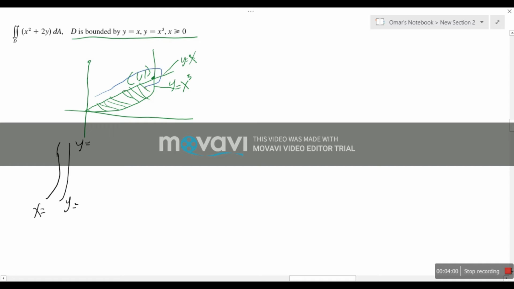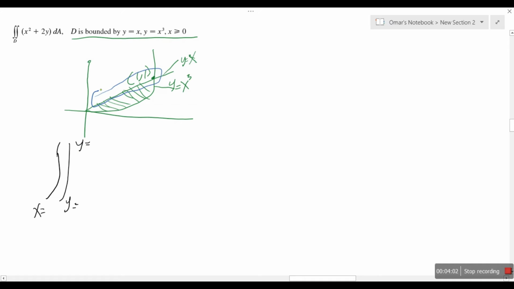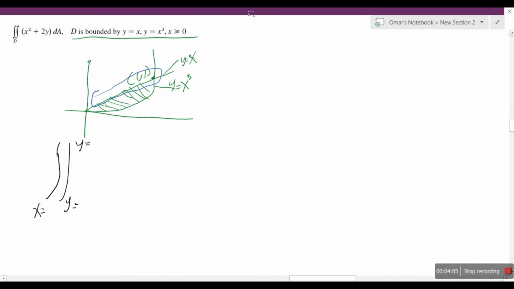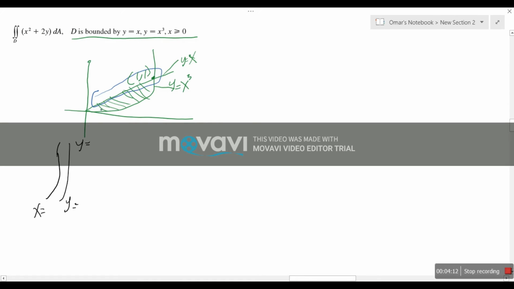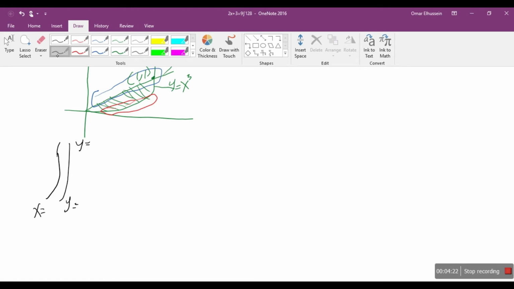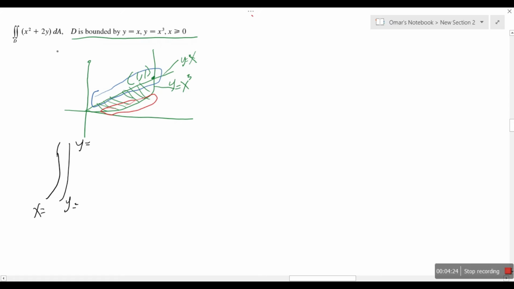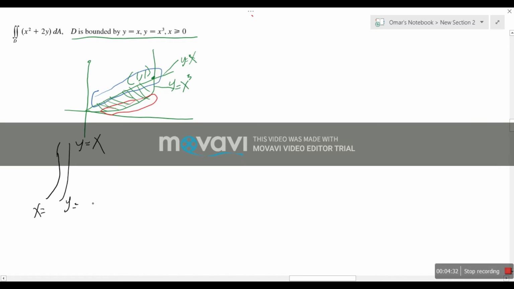It should be the highest equation. It should be our upper bound, and the lowest should be our lower bound. It should be over there. So we're going to write our upper bound over here as y equals x, and our lower bound over here as y equals x cubed.